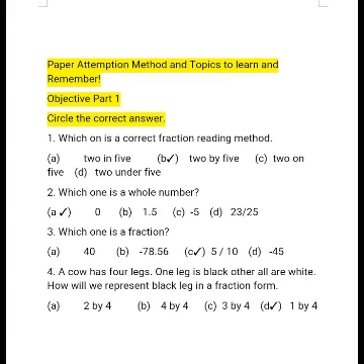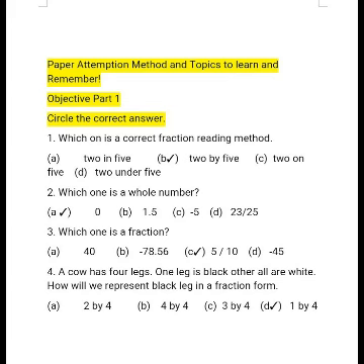Number 1. Which one is a correct fraction reading method? A, 2 in 5, B, 2 by 5, C, 2 on 5, D, 2 under 5. The second one is correct, which is marked with a tick. B, 2 by 5. We have already discussed and learned about these concepts in the previous section of this video.